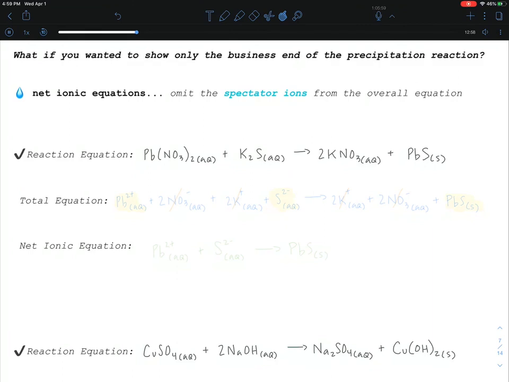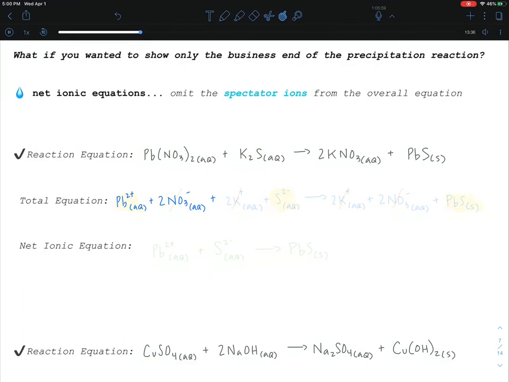So what I'm going to do is break up all of the ions. So in lead 2 nitrate, I actually have lead 2 plus, and that's aqueous. So if the lead 2 nitrate is aqueous, effectively what I have are these ions in the aqueous phase. So there's 2 moles of nitrate. So that's my first reactant in the reaction equation, split up into their ions in solution.